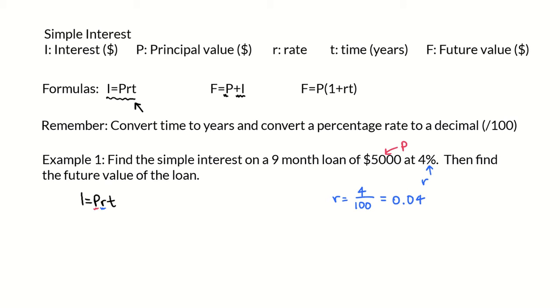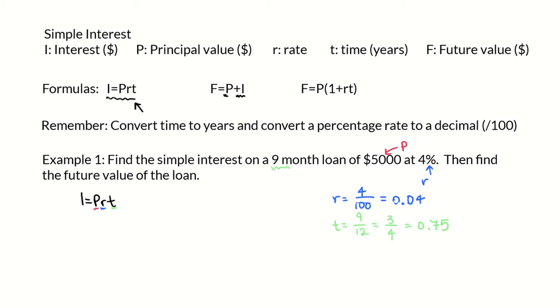And then last, the time is 9 months, which needs to be converted to years. So the time, to convert months to years, we divide by 12. So we have 9 months, we divide by 12, and we get either 3/4, or you can use the decimal 0.75.